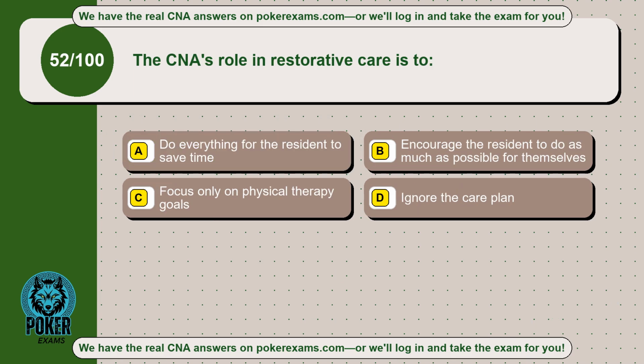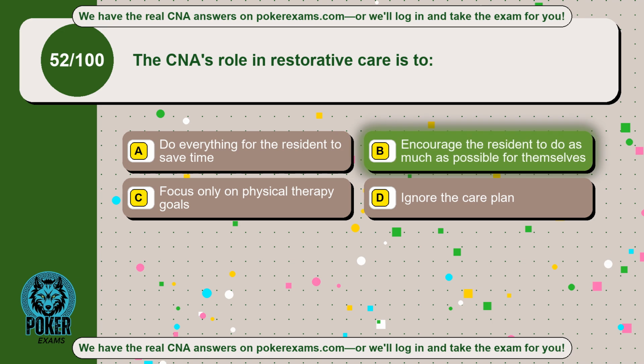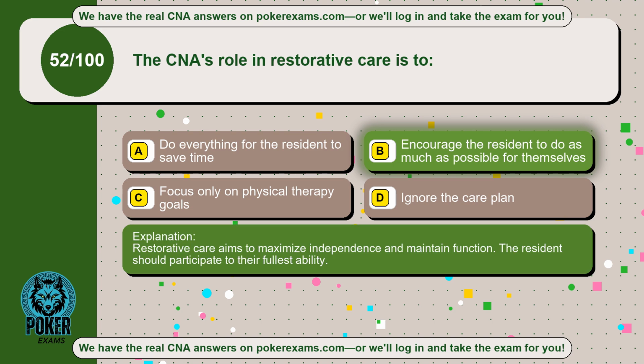Question 52. The CNA's role in restorative care is to: Option A. Do everything for the resident to save time. Option B. Encourage the resident to do as much as possible for themselves. Option C. Focus only on physical therapy goals. Option D. Ignore the care plan. The correct answer is option B. Encourage the resident to do as much as possible for themselves. Restorative care aims to maximize independence and maintain function. The resident should participate to their fullest ability.